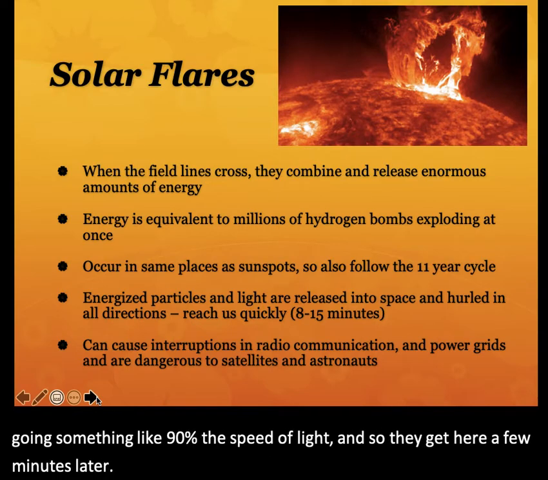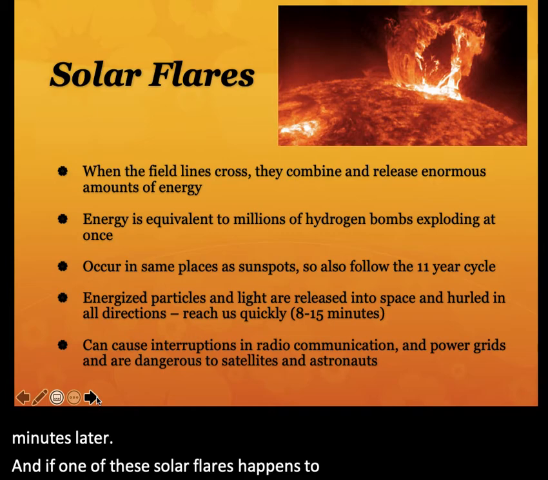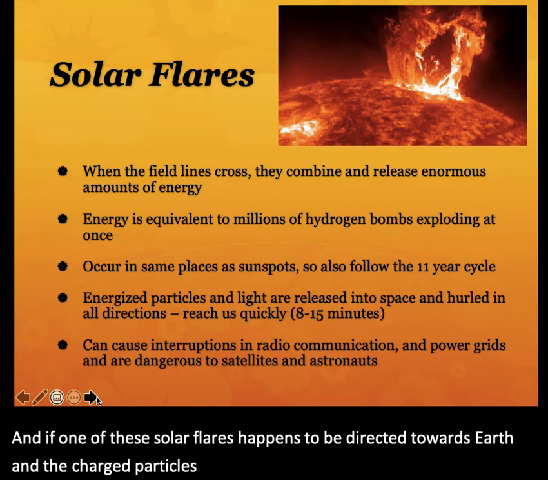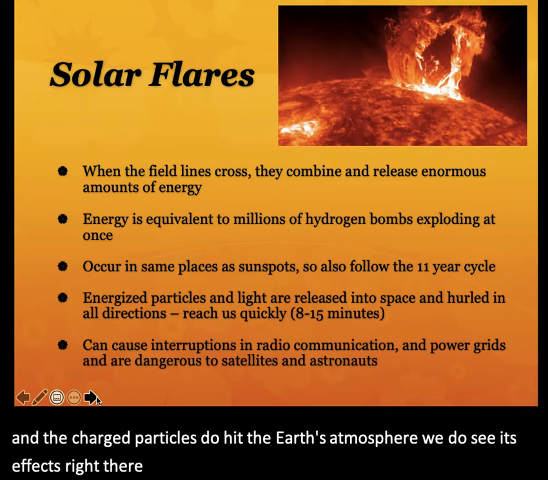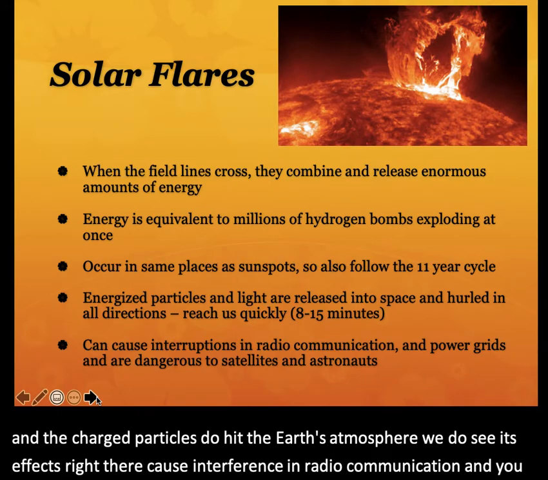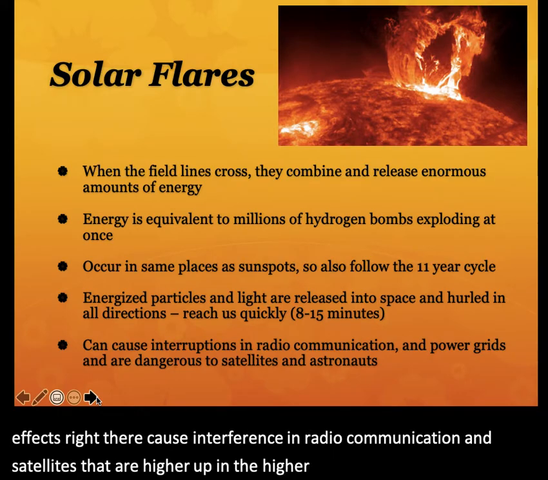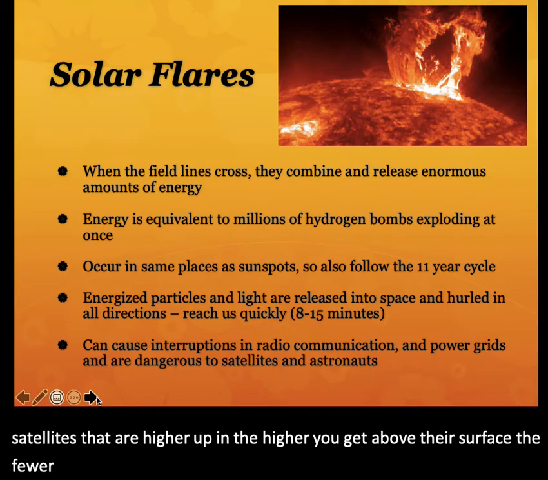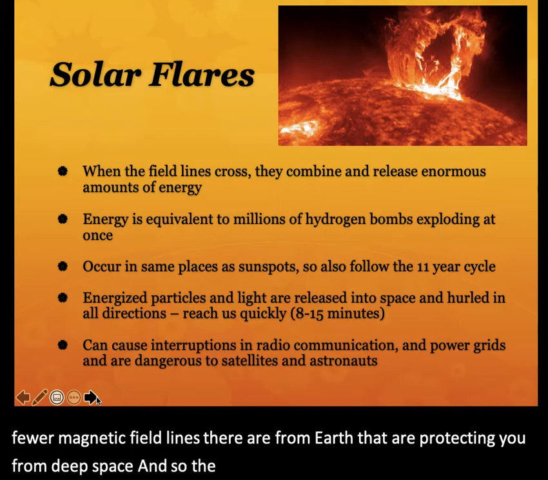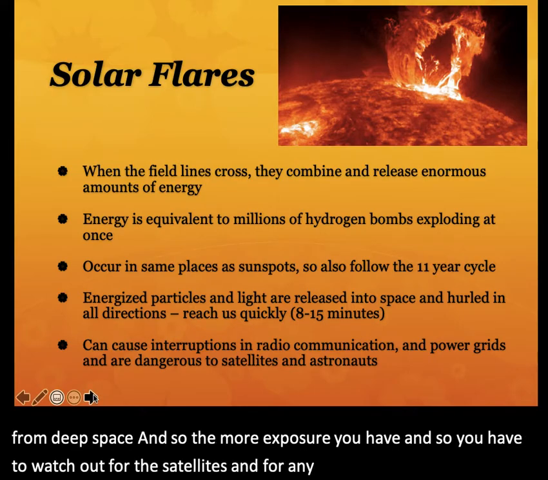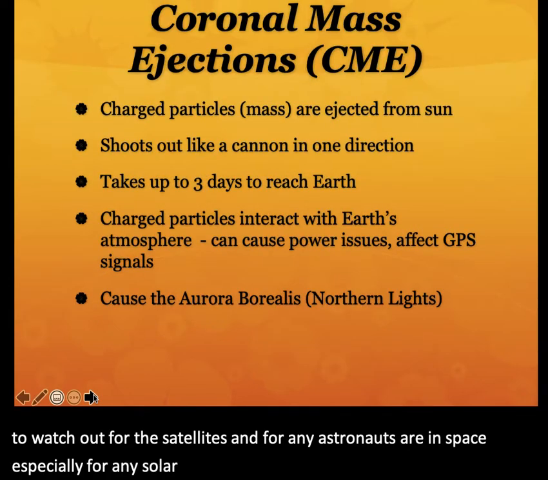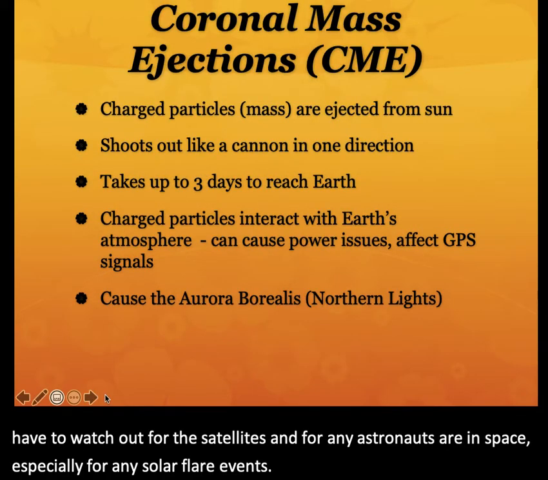And if one of these solar flares happens to be directed towards Earth and the charged particles do hit the Earth's atmosphere, we do see its effects, right? They cause interference in radio communication, and satellites that are higher up, and the higher you get above the Earth's surface, the fewer magnetic field lines there are from Earth that are protecting you from deep space, and so the more exposure you have. And so you have to watch out for the satellites and for any astronauts that are in space, especially for any solar flare events. Coronal mass ejection is like the big behemoth, right?